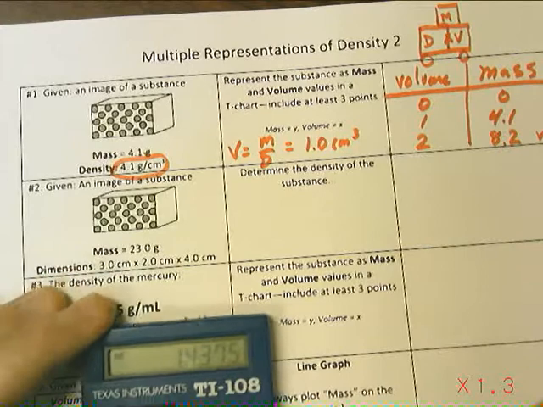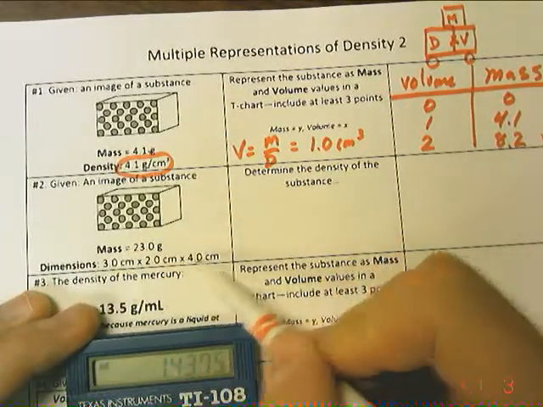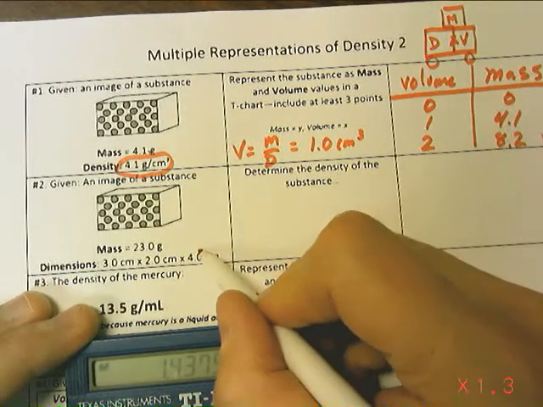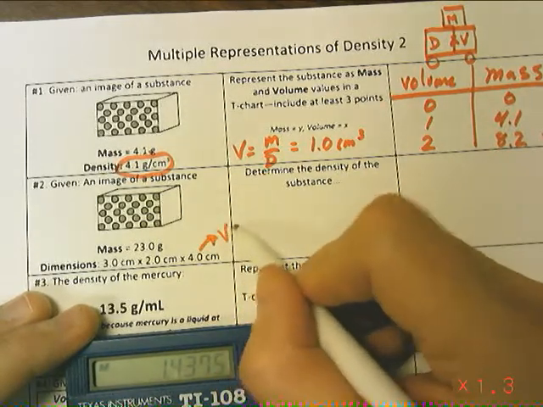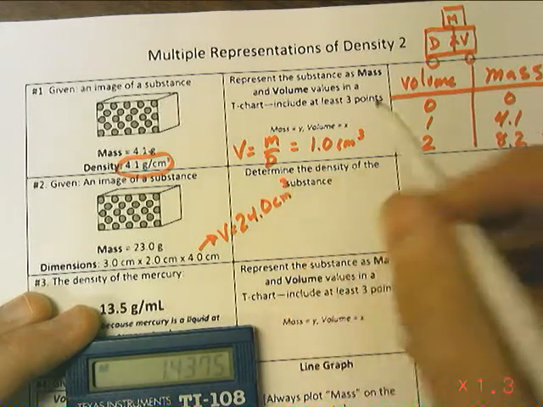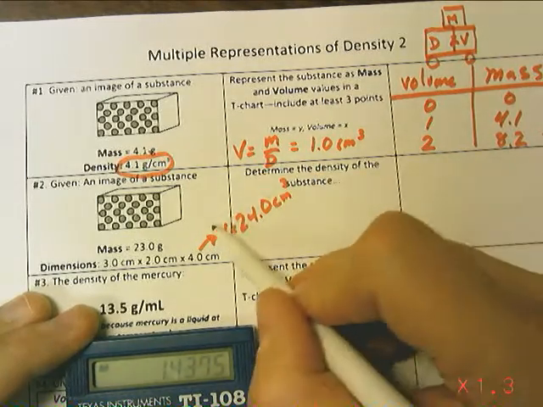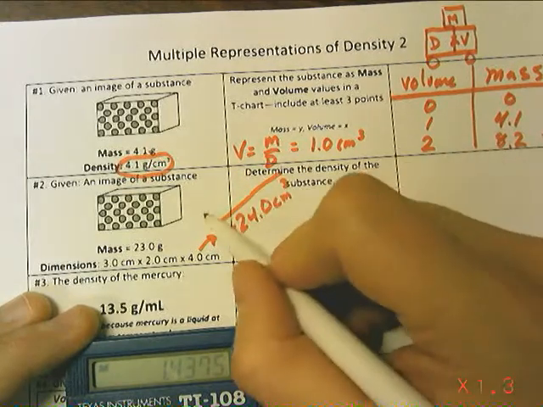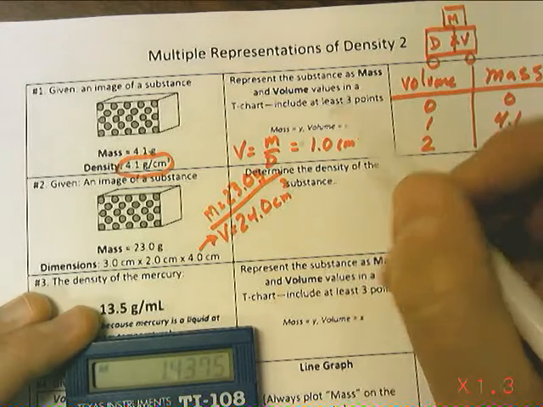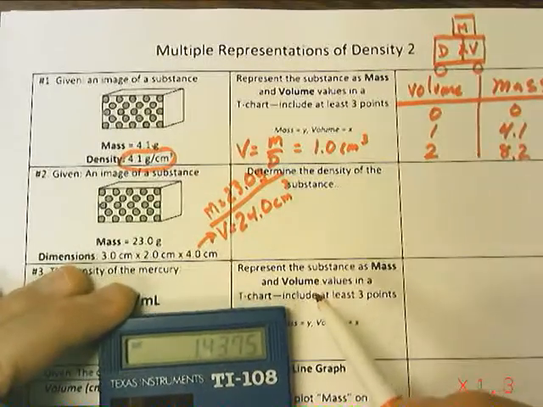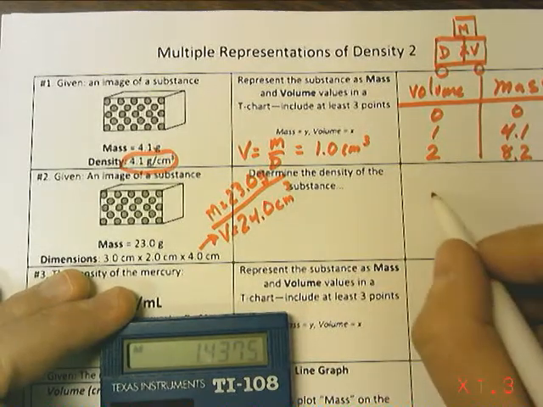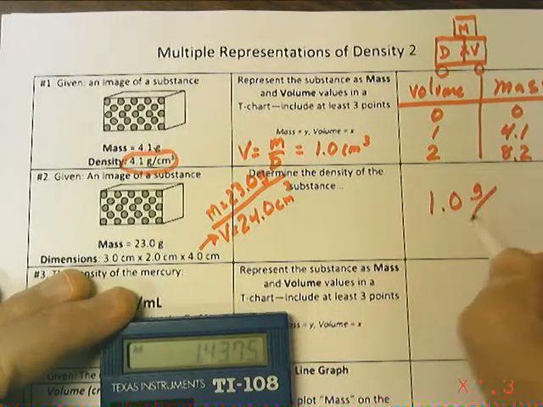Here's number 2. We see some dimensions here. 3 times 2 is 6. 6 times 4 is 24. That tells us that the volume is 24.0 centimeters cubed. And we are now asked to determine the density of the substance. The mass is 23.0 grams. And using mental math, these are very close to each other. So this is going to come out to be 1.0 grams per centimeter cubed.